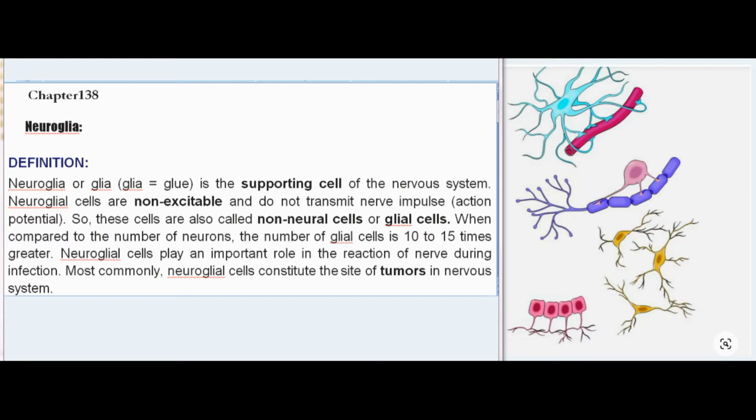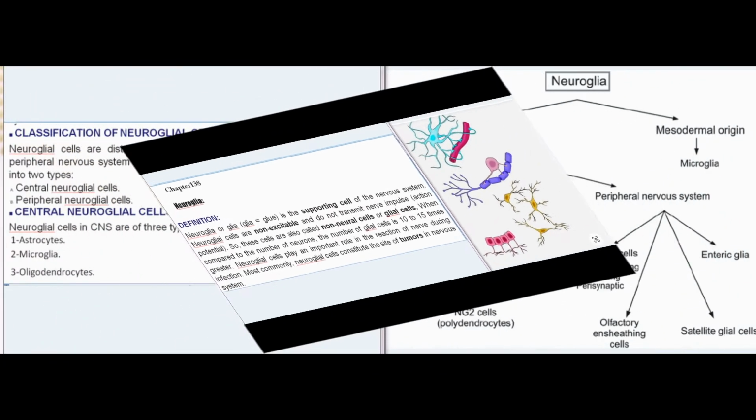When compared to the number of neurons, the number of glial cells is 10 to 15 times greater. Neuroglial cells play an important role in the reaction of nerve during infection. Most commonly, neuroglial cells constitute the site of tumors in nervous system.